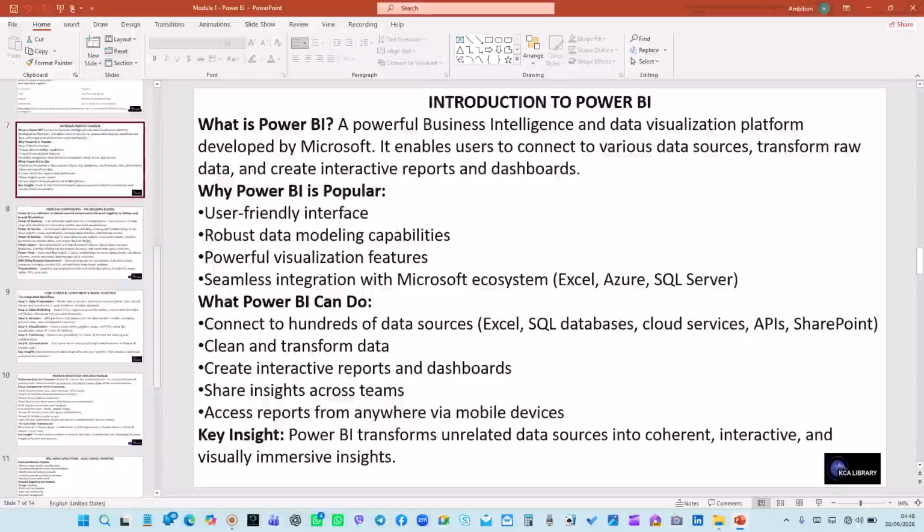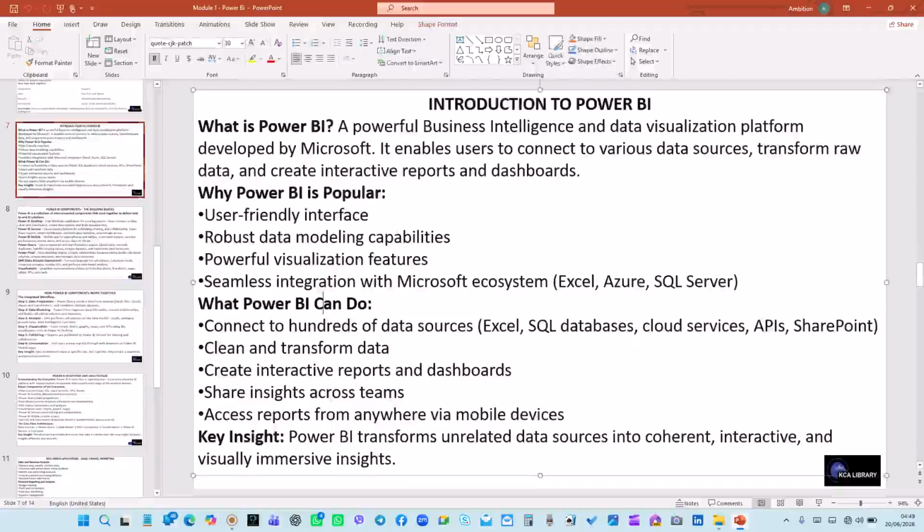It can clean and transform data. It can create interactive reports and dashboards. It can share insights across teams and access reports from anywhere via mobile devices. The key insight here is that Power BI transforms unrelated data sources into coherent, interactive, and visually immersive insights.